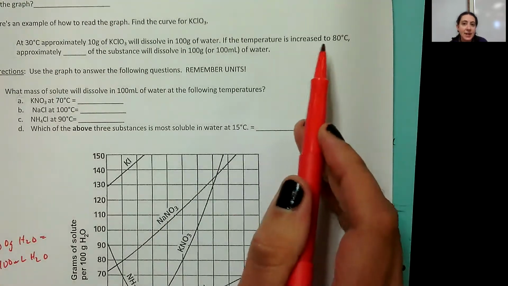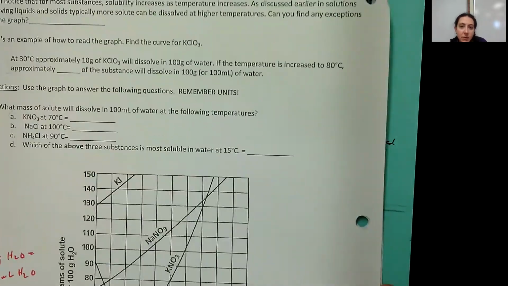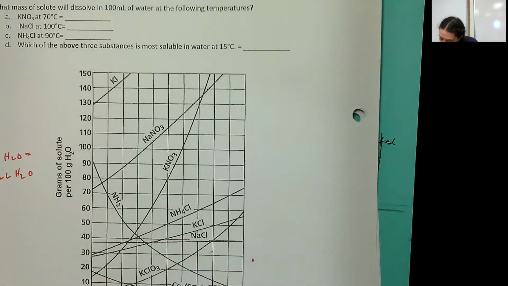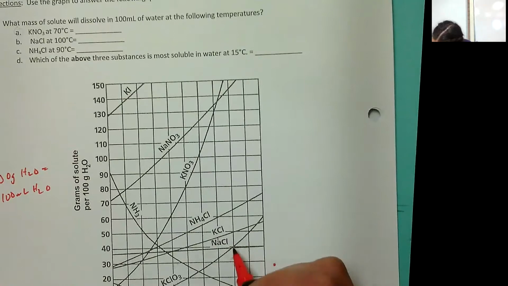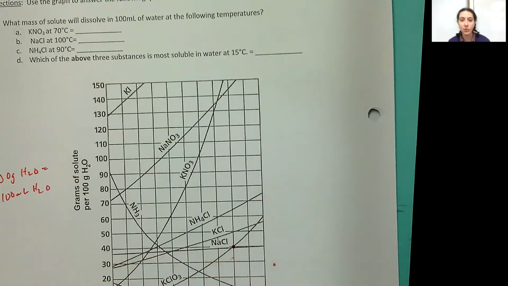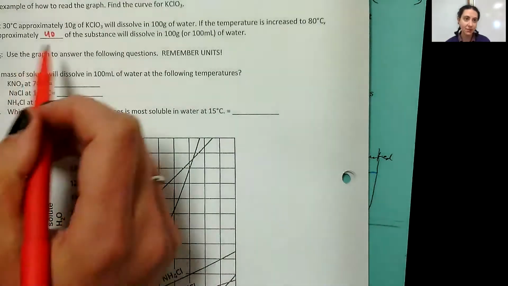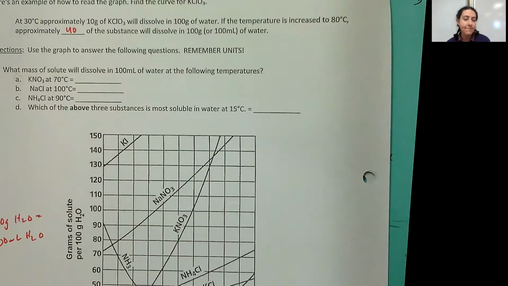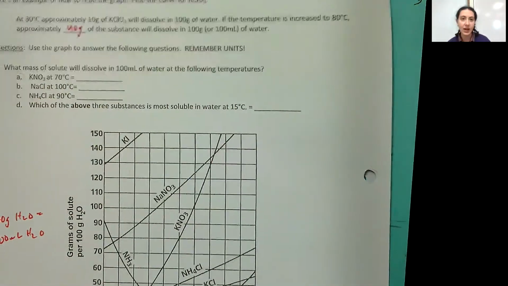If the temperature is increased to 80 degrees, approximately blank of the substance will dissolve in 100 grams or 100 milliliters. So we went up to 80. So we have to follow this particular line to 80, and it looks like we are now looking at 40. So if you see potassium chlorate right here, that point goes to 40. Sorry, there you go, now you can see it. Okay, so that's how we got the answer of 40 there. All right, and it's 40 grams of the substance that will dissolve in 100 grams of water.